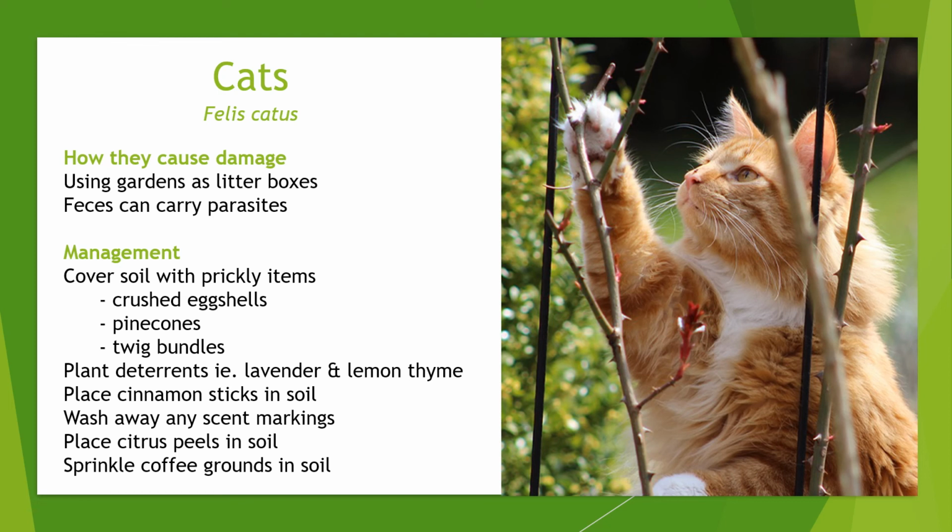So how are we going to prevent that? One, you can cover the soil with some prickly items. The little cat paws, little beans on the bottom there, they're quite sensitive. So putting things like eggshells, pine cones, twigs on your garden will deter them. If you want to go with a scent deterrent, you can try planting lavender or lemon thyme, or you can put out some cinnamon sticks, citrus peels, or coffee grounds on the soil.